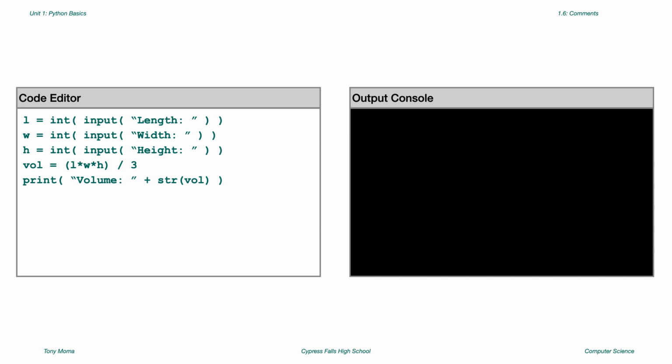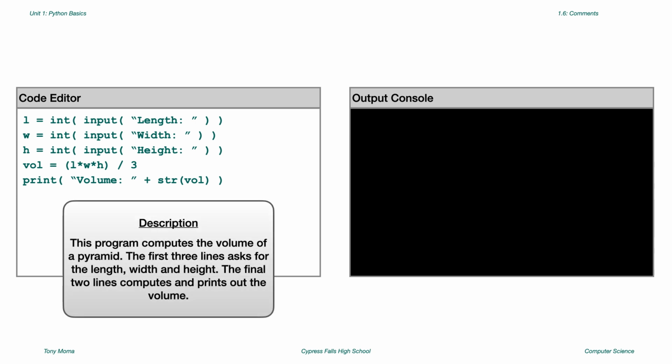Now, suppose I accompany this program with a file describing the entire program, stating that the program is computing the volume of a pyramid, with the first 3 lines asking for the length, width, and the height, and the final 2 lines computing and printing out the volume. While this approach would work as far as describing the program for you, it's an inefficient approach because it requires whoever is reading the program to have to go back and forth between the program and the external file whenever he or she needs to see the description. What we as programmers need is a way of describing the program within the program itself so that we're not having to look at 2 separate files. This is where comments come in.